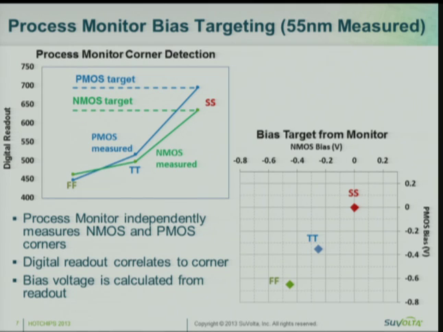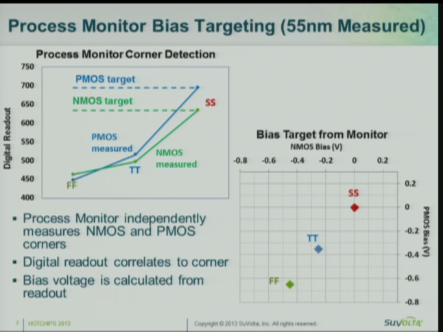We've done that by developing process performance monitors. These are 55 nanometer measured results with one of our first generation process monitors. We have other ones. The idea here is we've designed them to give digital readouts so that they're easy to measure and test, they're easy to plop down into a digital system, and they measure the NMOS and PMOS corner independently so that we can actually determine what body bias to put on each device, the PMOS and the NMOS.